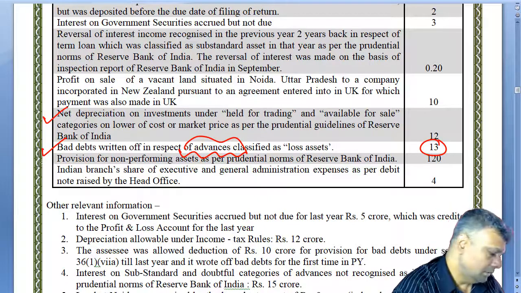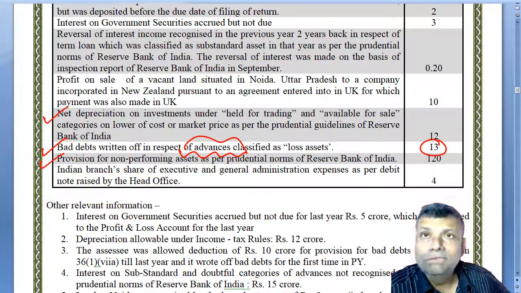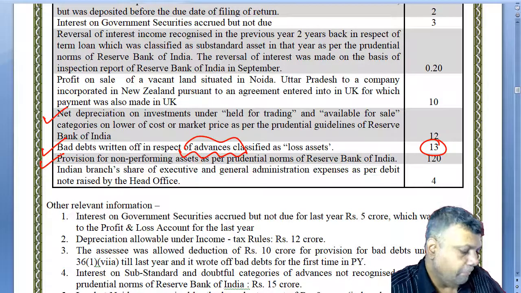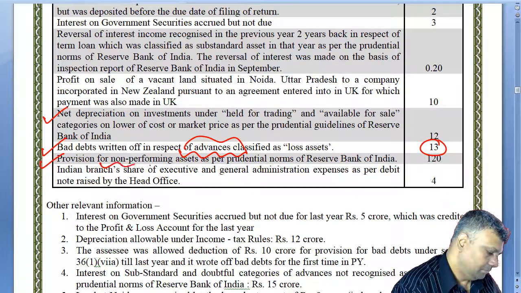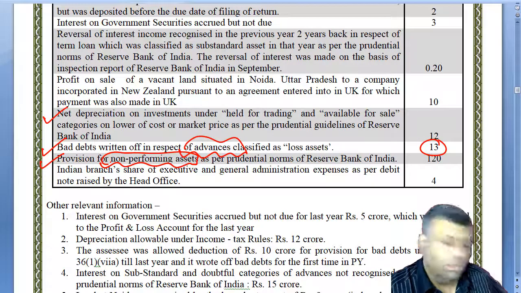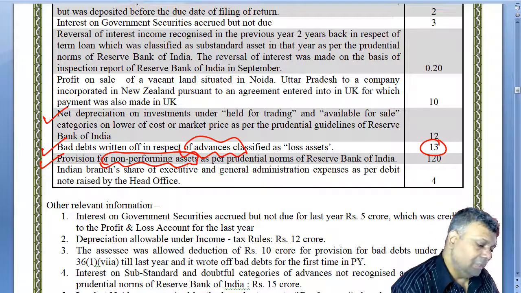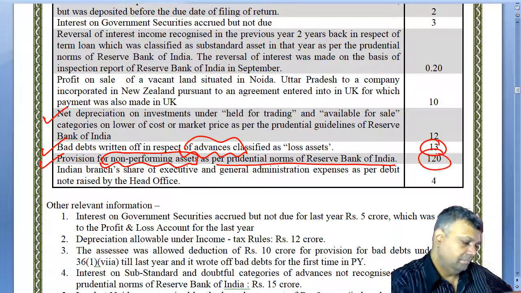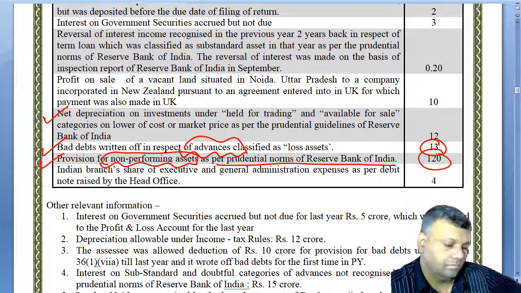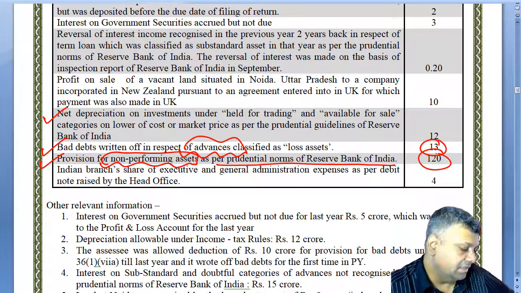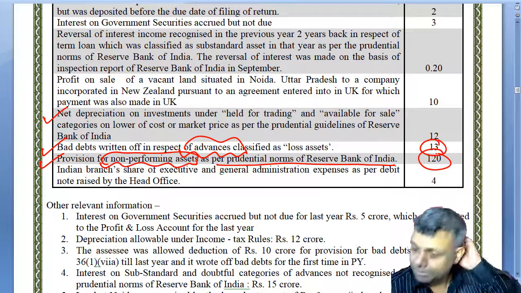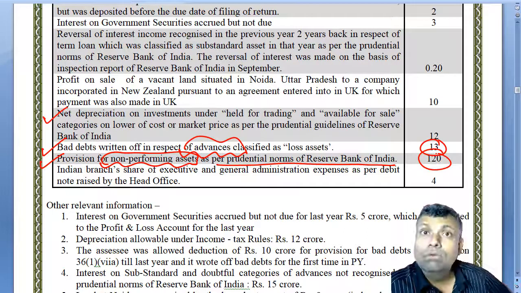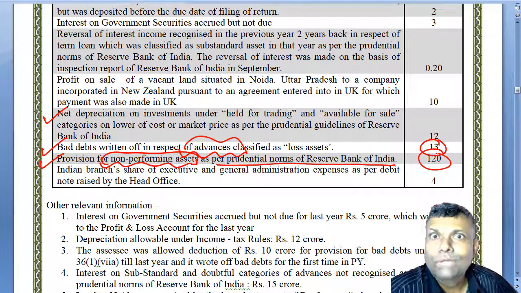Wait for a moment. Provision for non-performing assets. Provision for a non-performing asset as per the prudential norms of the Reserve Bank of India. Both the things we can discuss together. First of all, what is the difference and what is the question trying to tell us?